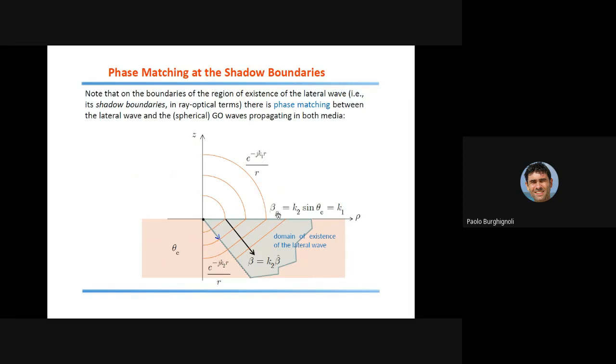The matching comes directly from the fact that beta rho along the interface is equal to K1, and that's equal, by definition of critical angle, to K2 times the sine of the critical angle. So everywhere there is phase matching. There are no discontinuities in the wavefronts that are matched along the boundaries of the domain of existence of the lateral wave, and those are called technically the shadow boundaries of the lateral wave, because outside those boundaries the lateral wave does not exist. So they are shadow regions for the lateral wave.